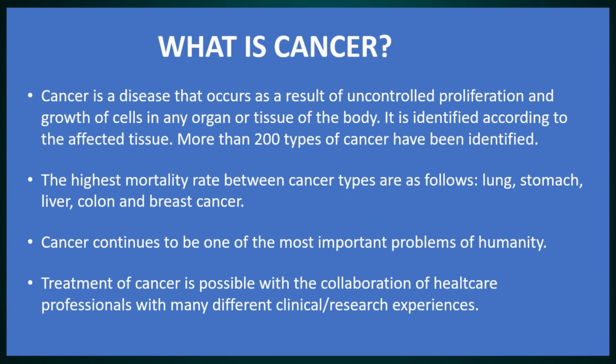What is cancer? Cancer is a disease that occurs as a result of uncontrolled proliferation and growth of cells in any organ or tissue of the body. It is identified according to the affected tissue. More than 200 types of cancer have been identified. The highest mortality rate between cancer types are as follows: lung, stomach, liver, colon, and breast cancer. Cancer continues to be one of the most important problems of humanity. Treatment of cancer is possible with the collaboration of healthcare professionals with many different clinical research experiences.